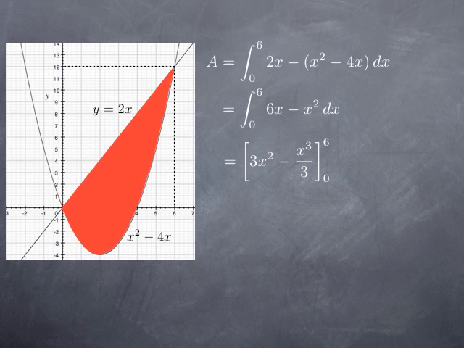The value at 0, of course, is going to be 0. At 6, we get 3 times 6 squared, so that's 3 times 36. And then 6 cubed, I can see that as 6 times 6 squared. And the 6 over 3 is 2, so I get 3 times 36 minus 2 times 36, so this is just 36. And this is the value of this area, the unit being just whatever unit of length we use, squared.